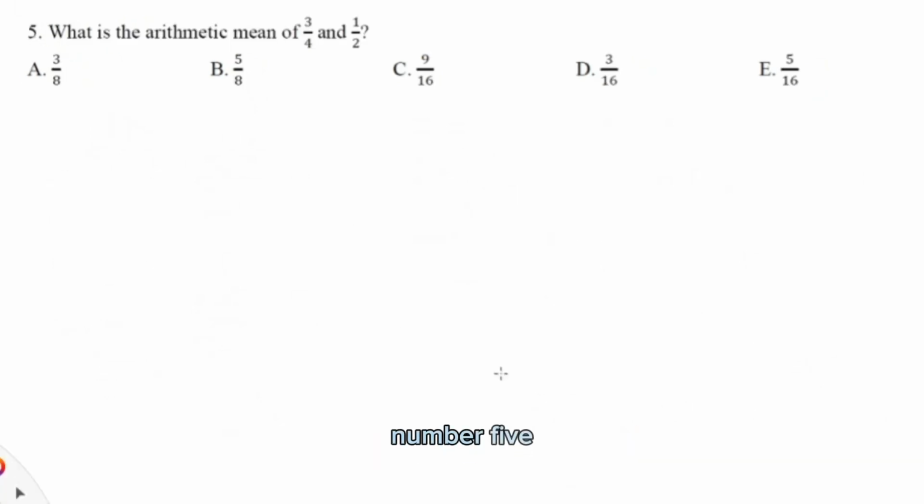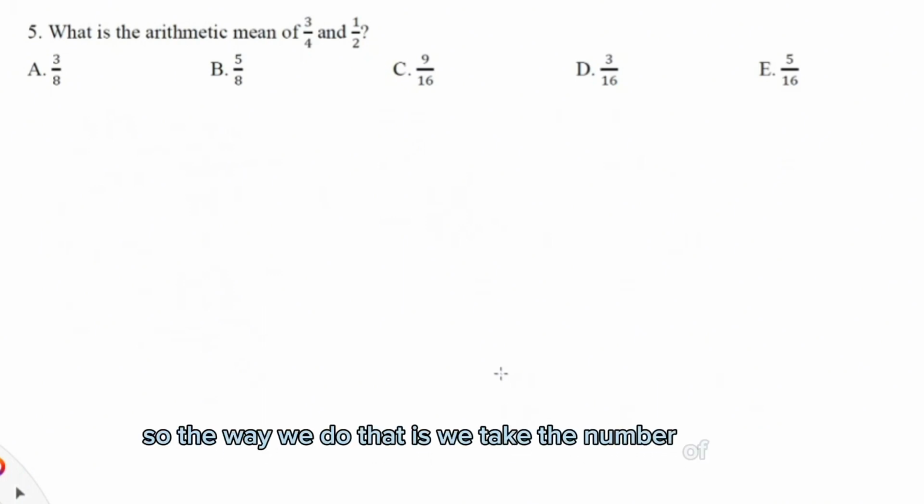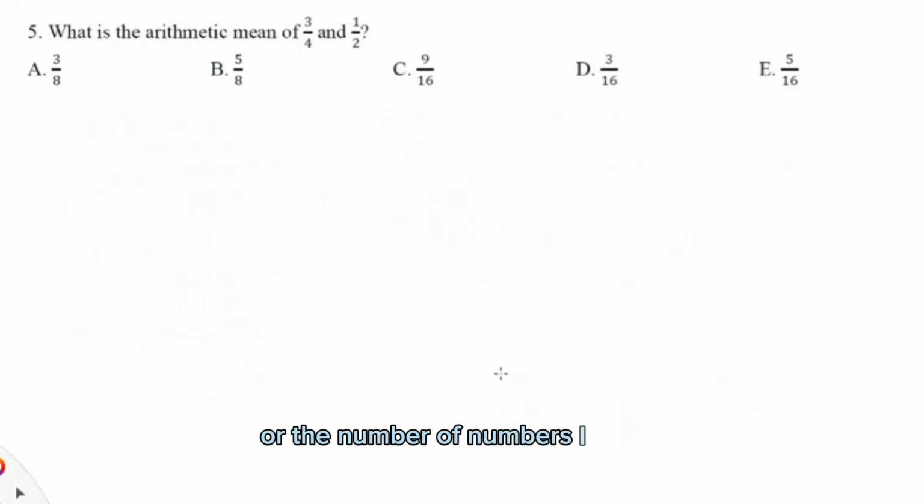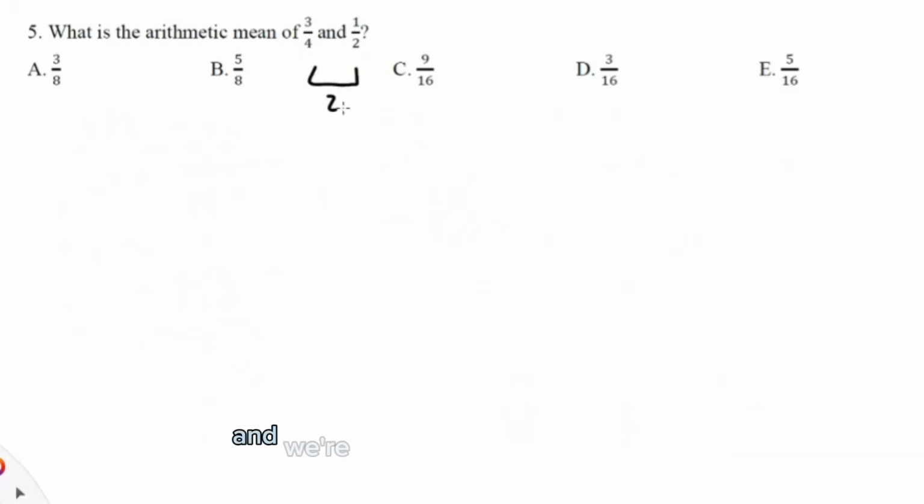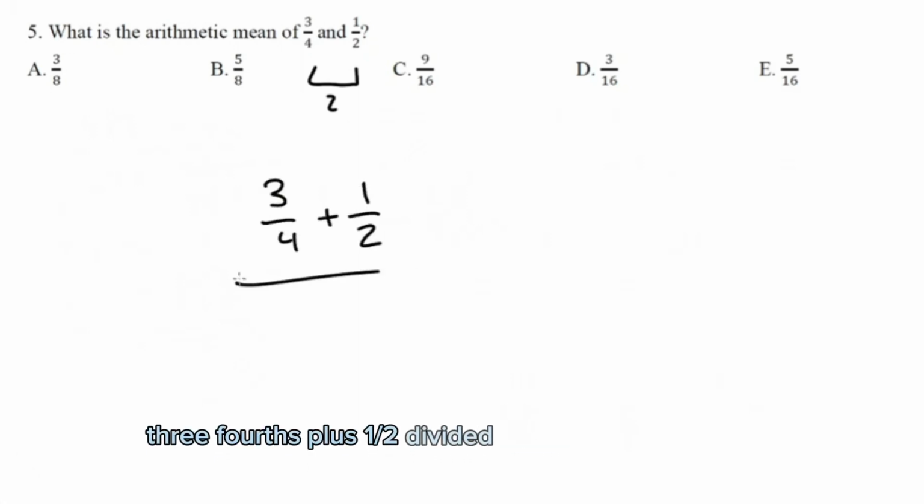Alright, number 5. What is the arithmetic mean of 3/4 and 1/2? Okay, so the arithmetic mean just means we're taking the average of the numbers. So the way we do that is we take the number of terms. In this case, there are a total of 2 terms, and we're going to take the sum of them. So 3/4 plus 1/2, divided by the number of terms, which again is 2. So that's how we would find the arithmetic mean.